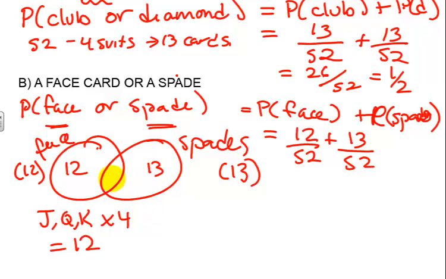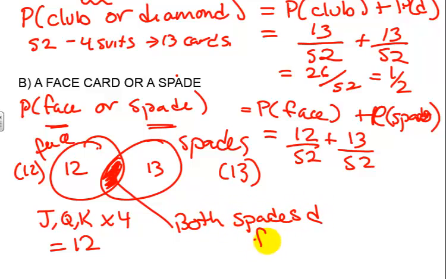Now the problem is, what about this overlapping portion? We have cards that are both spades and face cards. And the problem is we have counted these cards twice. We've counted them once here as face cards, and then we counted them again as spades. So in our formula, we need to subtract one set of those because we've double counted. So how many are spades which are face cards? Because we need to subtract them.